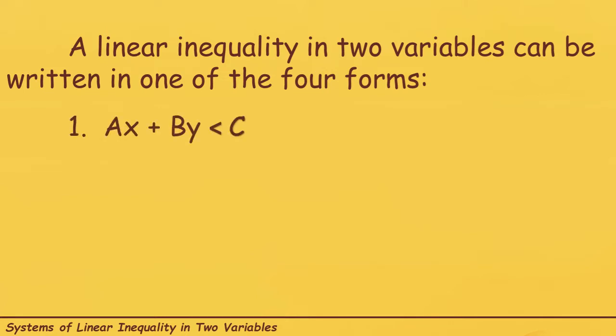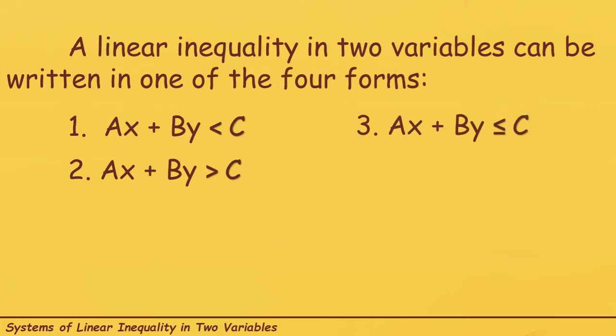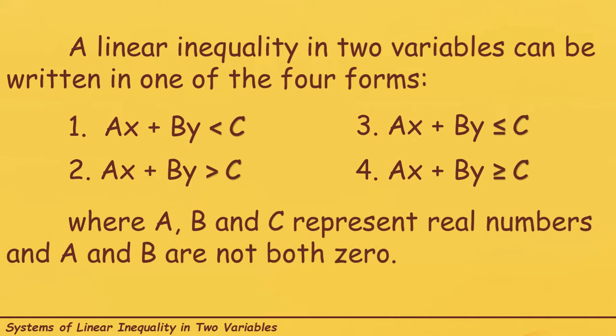Ax plus by is less than c. Ax plus by is greater than c. Ax plus by is less than or equal to c. And Ax plus by is greater than or equal to c, where a, b, and c represent real numbers and a and b are not both 0.